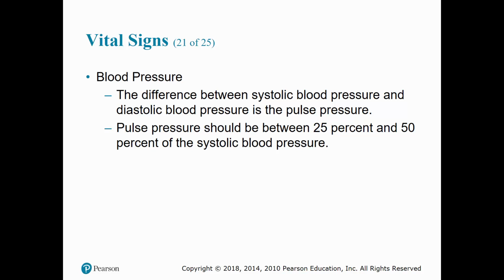So in order for it to be considered a narrow pulse pressure, it would need to be less than 31, which is 124 times 0.25. And a widened pulse pressure would be greater than 62 because 124 times 0.5 equals 62 millimeters of mercury.